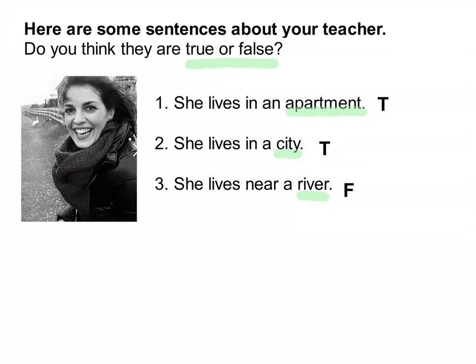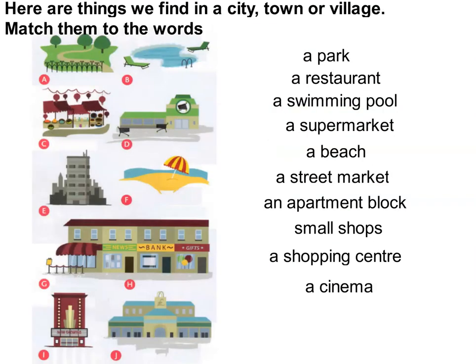Okay, now you're going to go to language clarification. And in this case, I said, here are things that we find in a city, town, or village. How many pictures can you see? And the students will say 10. There are 10 pictures. All right. Now here are the things that we find in a city, town, or village. You match them to the pictures.